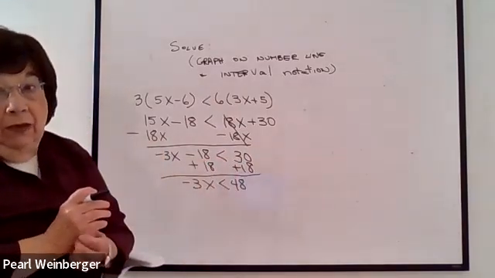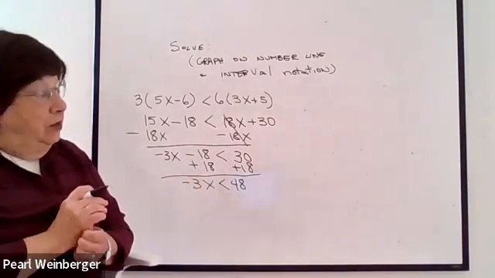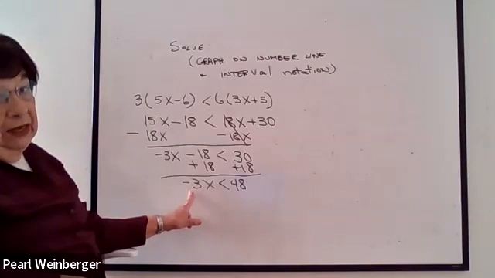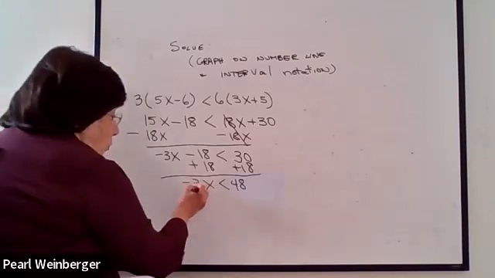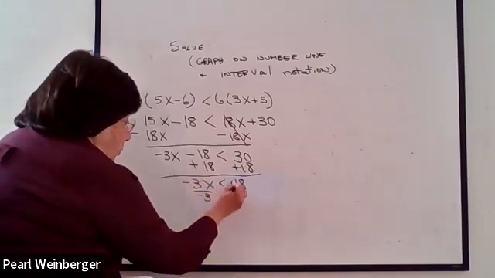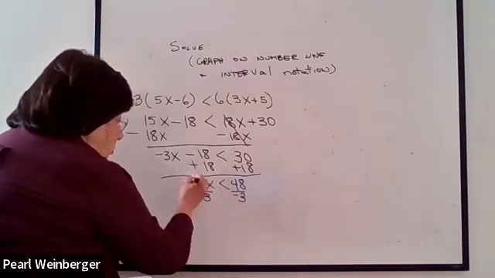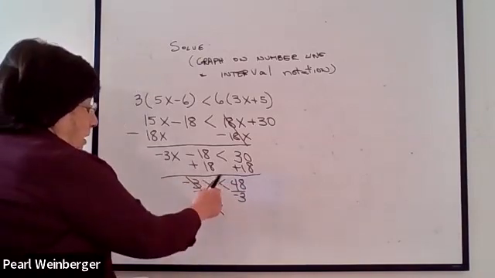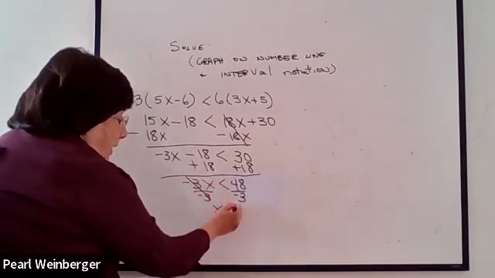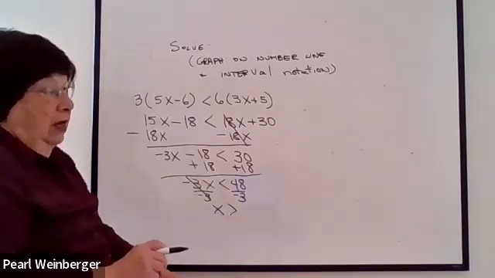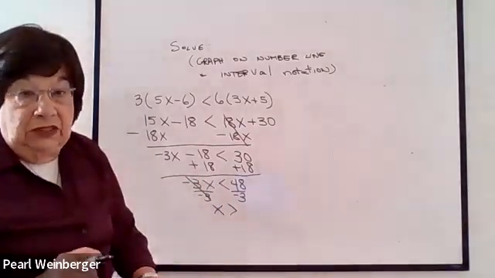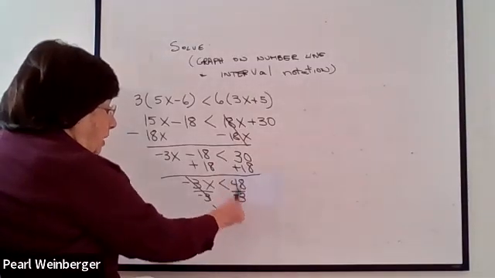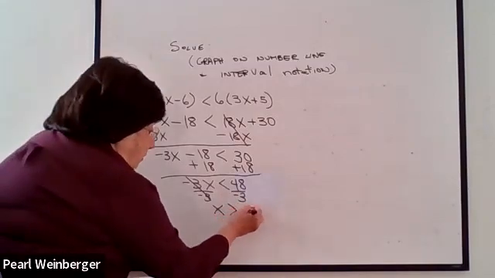And now I'm at my last step where I have to divide by the coefficient of the x, and the coefficient happens to be negative. Let's remember, when we divide by a negative number, we'll get x on the left. The less than will become a greater than, because anytime we divide by a negative number, the sense of our inequality switches. And 48 divided by -3 is -16.